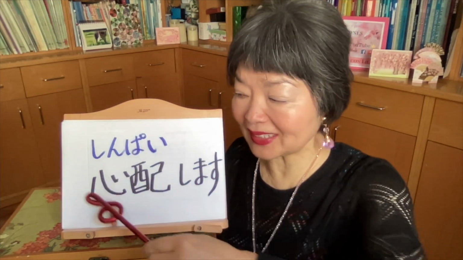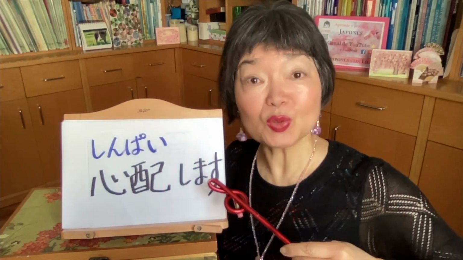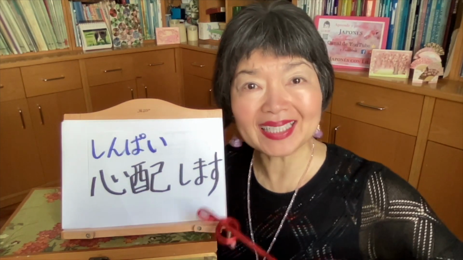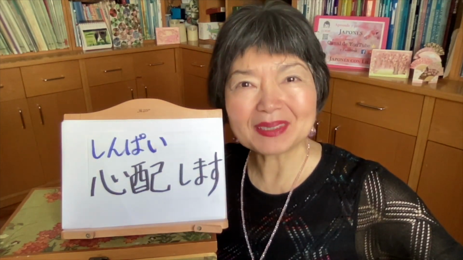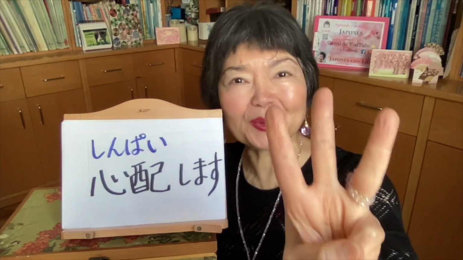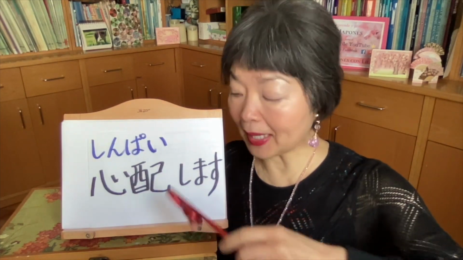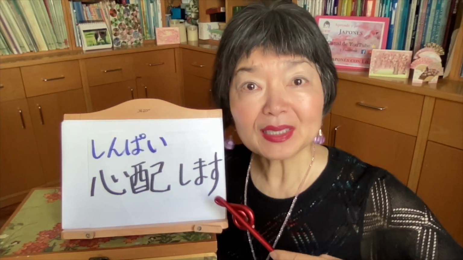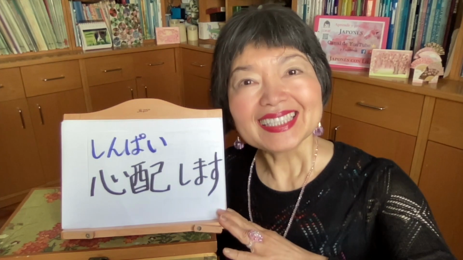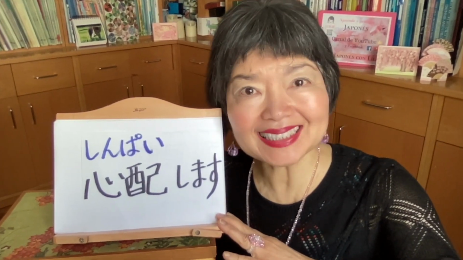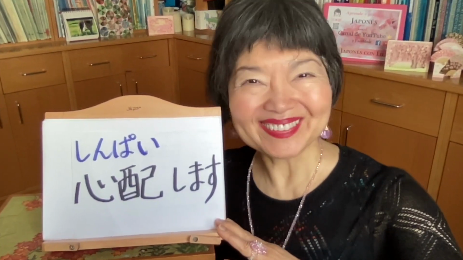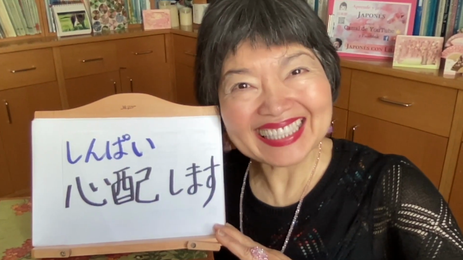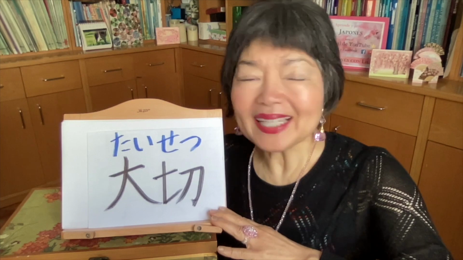心配 by itself means anxiety or uneasiness, preoccupation. 心配 plus します, to do, makes a compound verb, so 心配します is the third group. The ない form of します is しない. 心配しないでください.